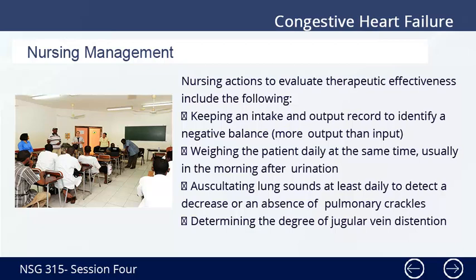1. Keeping an intake and output record to identify a negative balance if there is more output than input. Number 2. Weighing the patient daily at the same time, usually in the morning after urination. Number 3. Auscultating lung sounds at least daily to detect a decrease or an absence of pulmonary crackles. Number 4. Determining the degree of jugular vein distension.